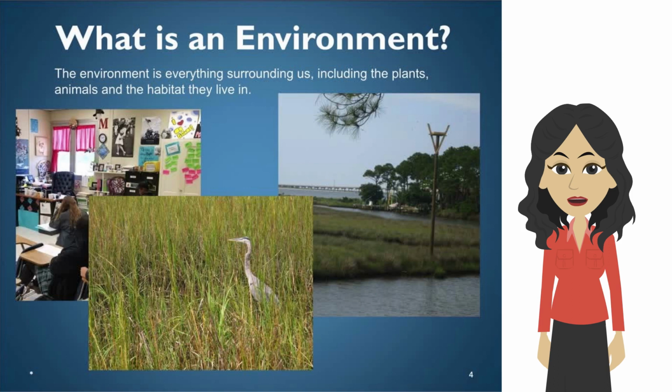In one of these pictures, you can see students in a classroom. There are pictures on the walls, books, some papers. This is an indoor environment. In the picture in the front, you can see a bird standing in the grass. This is an outdoor environment. In the far right, you see another picture. This is a coastal environment, trees, and you can tell that they're next to the water.